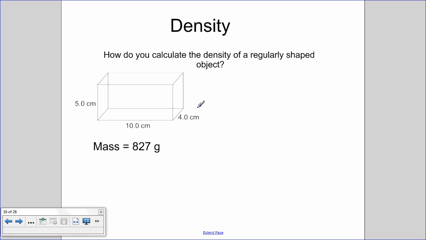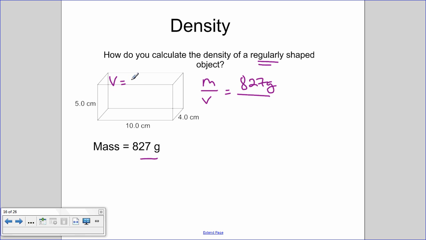All right, so practice question real quickly, just so you remember, how do you calculate the density of a regular object? This is where we know how to calculate the volume of an object. So we've got a rectangular prism here. We know that density is mass over volume. We have the mass given to us here, which is 827 grams. The volume, on the other hand, we have to calculate.